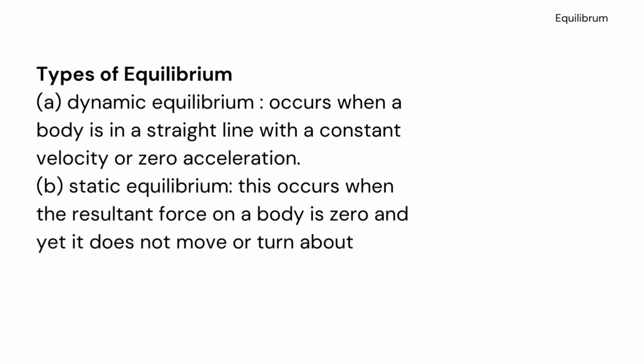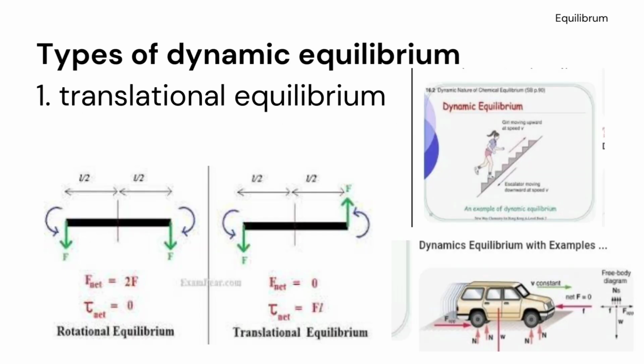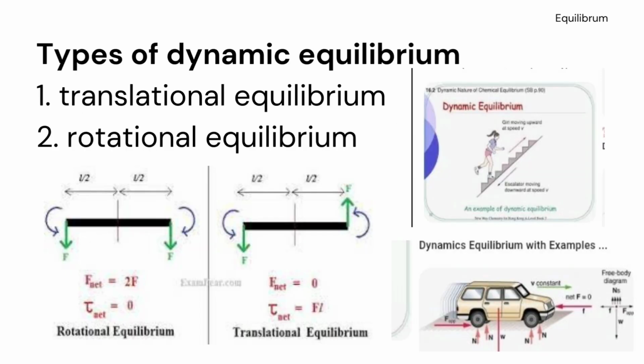Types of equilibrium. Number one, we have dynamic equilibrium. Dynamic equilibrium occurs when a body moves in a straight line with a constant velocity or zero acceleration. A body can also be in static equilibrium. This occurs when the resultant force on a body is zero and yet it does not rotate or turn about any point. Types of dynamic equilibrium. We have two types of dynamic equilibrium. This can be translational or rotational.